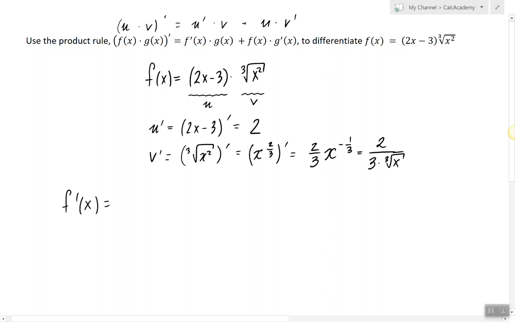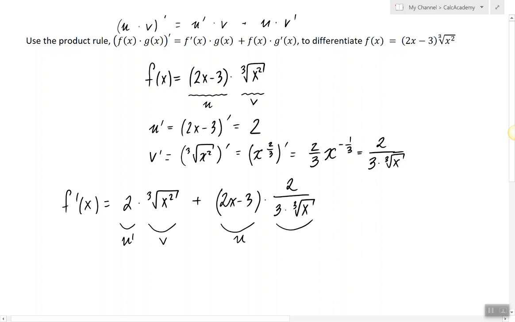So the derivative of f is the derivative of u times v plus u times the derivative of v. So in this expression, this is my u prime, this is my v, this is my u, and this is my v prime. So we found the derivative of a function using the product rule.